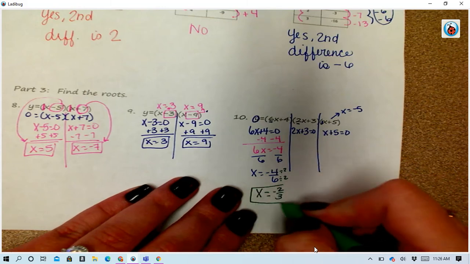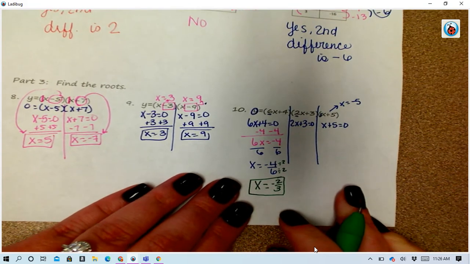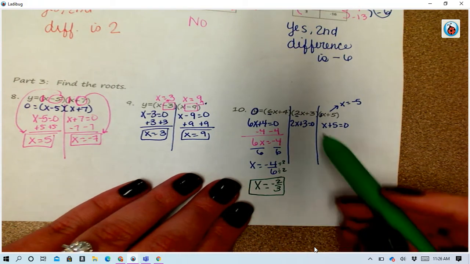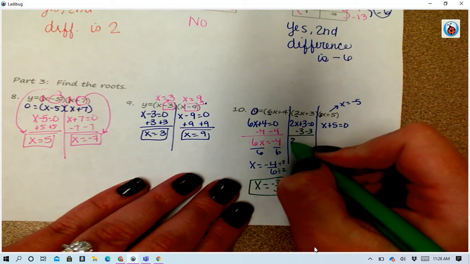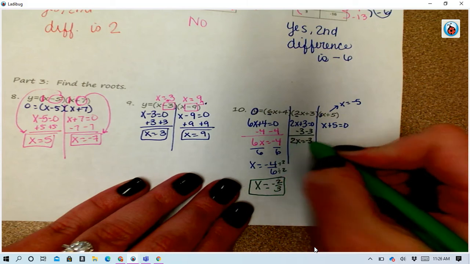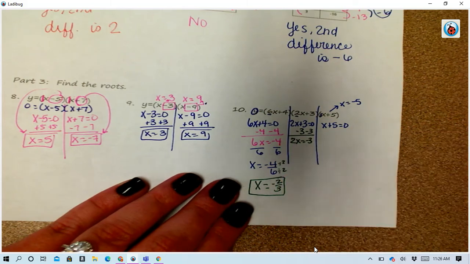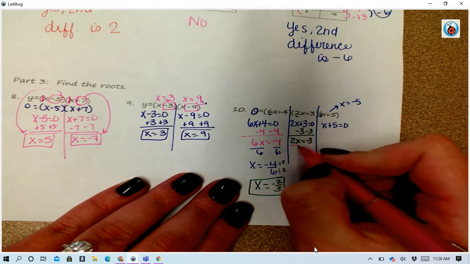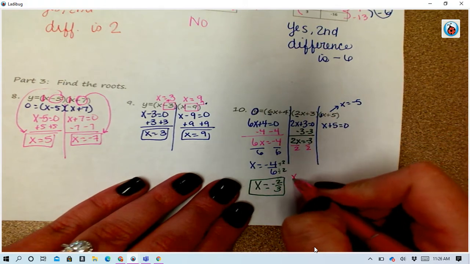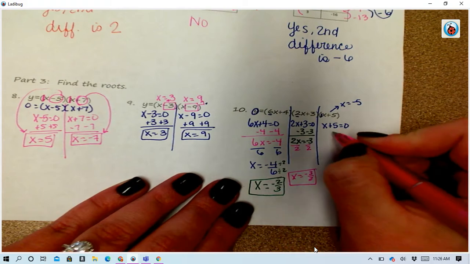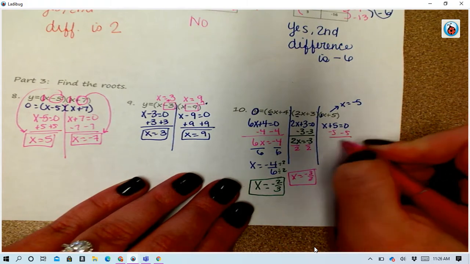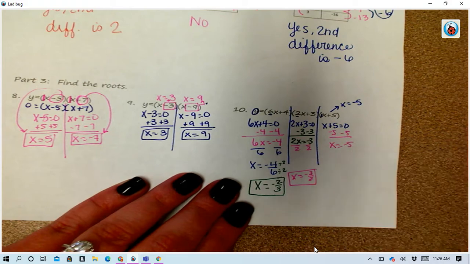Sometimes your root is going to be a fraction, and that's okay. 2x plus 3 equals 0. We're going to subtract 3 from both sides and get 2x equals negative 3. We're going to divide by 2 on both sides and get x equals negative 3/2. Finding the last one, we would just subtract 5 from both sides and get x equals negative 5.